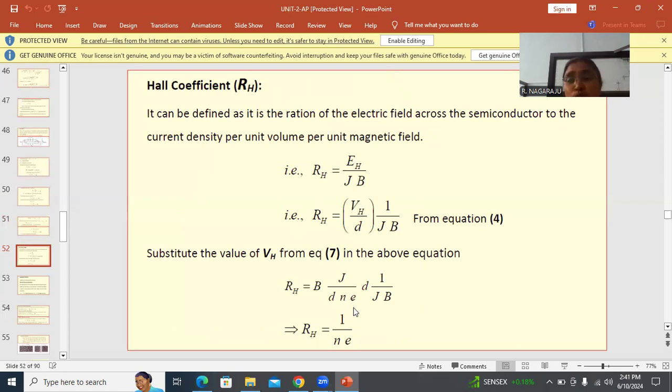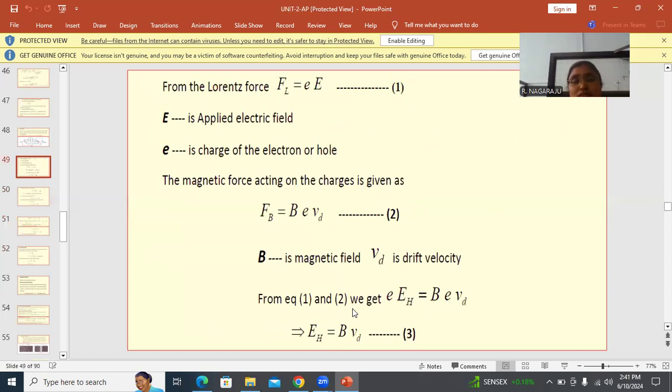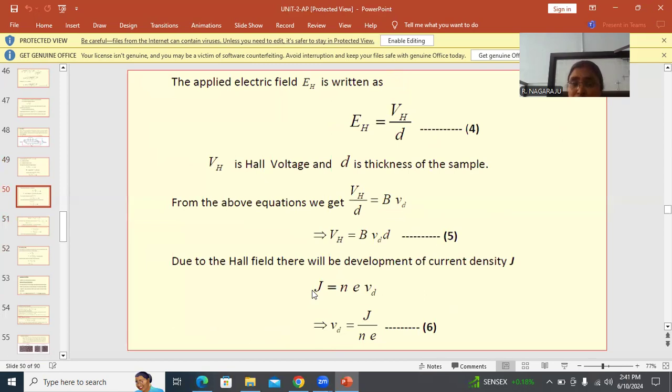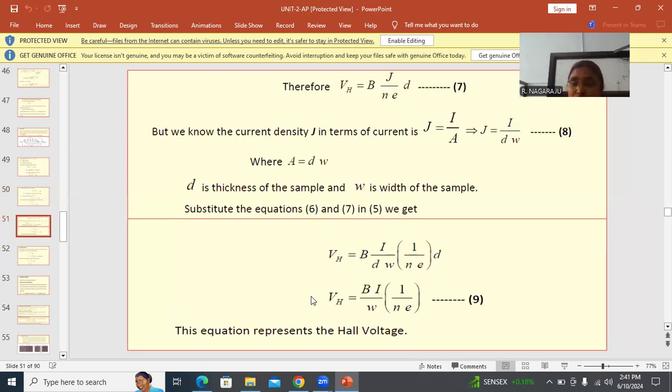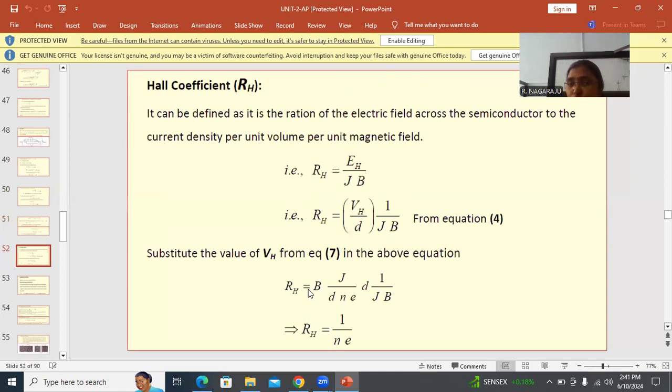So how to get the Hall coefficient now? We got Hall voltage by simplifying all these derivations. This is a derivation by taking Lorentz force, magnetic force, electric field, drift velocity, thickness and all. We got the Hall voltage. Now we'll see the Hall coefficient. How are we going to get the Hall coefficient? It can be defined as the ratio of the electric field across a semiconductor to the current density per unit volume per unit magnetic field.